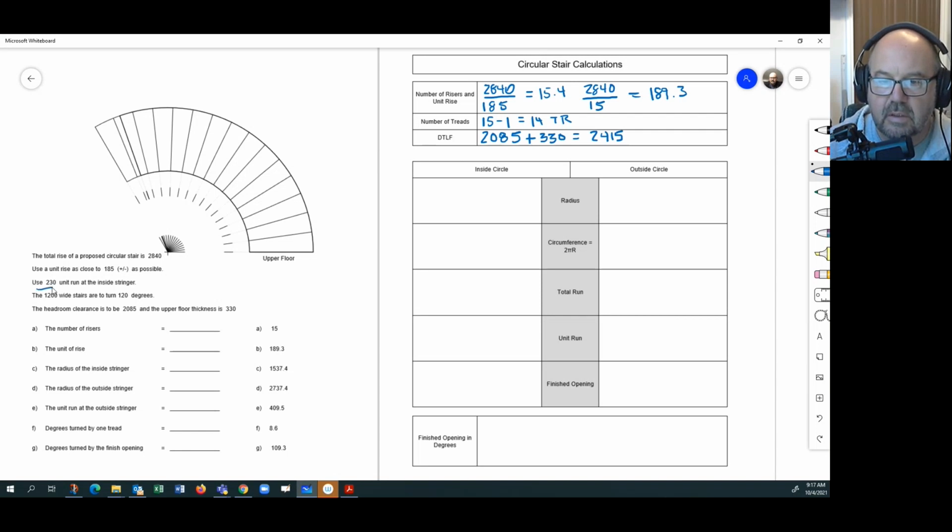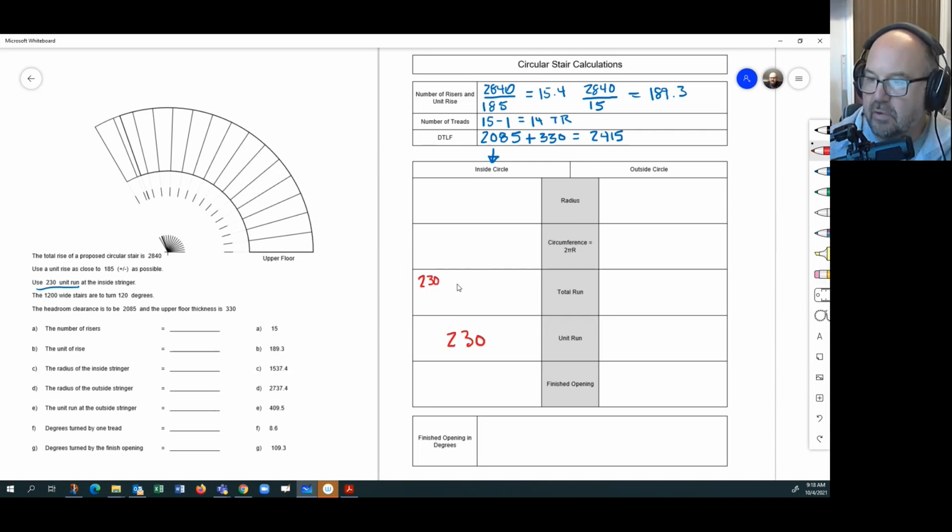230 unit run at the inside stringer. And so this is the inside. Oh, I better turn to red. And unit run is 230. So we've sort of needed this stuff and this stuff in order to head down the road here. So how is it that we can go backwards on this? Well, if we know our unit run of 230, I'm going to get rid of that. That's just now distracting me.